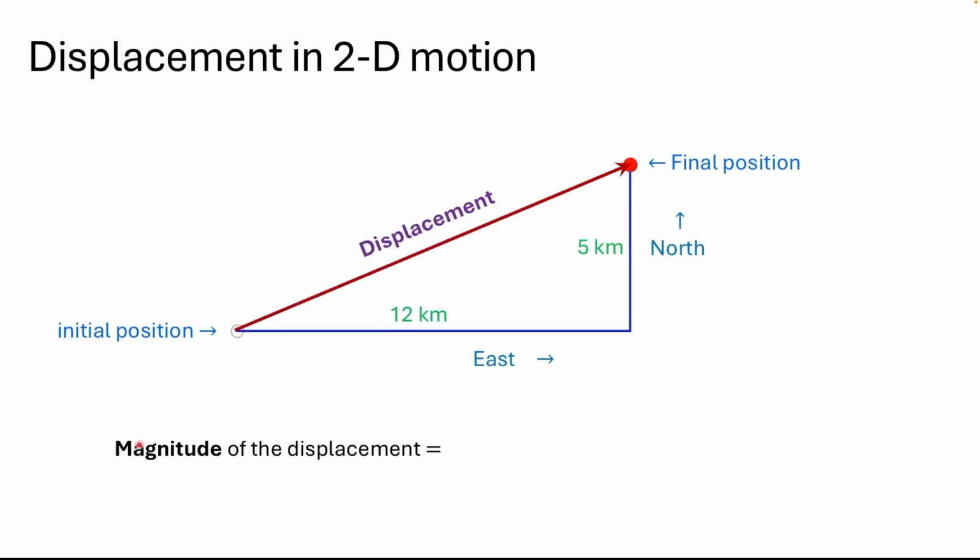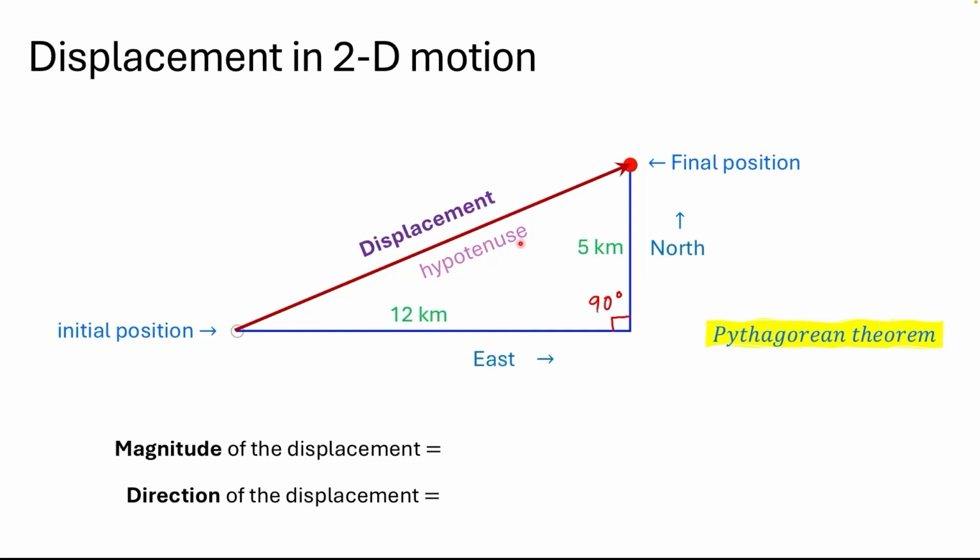Next, we are going to find the magnitude and the direction of the displacement. This angle is 90 degrees. So we have a right triangle. And this side is the hypotenuse. So, the magnitude of the displacement is just the length of the hypotenuse. We can use the Pythagorean theorem to find the hypotenuse. So, the magnitude is equal to square root of 12 squared plus 5 squared is equal to square root of 169 is equal to 13. The unit is kilometers. Next, we need to find the direction.